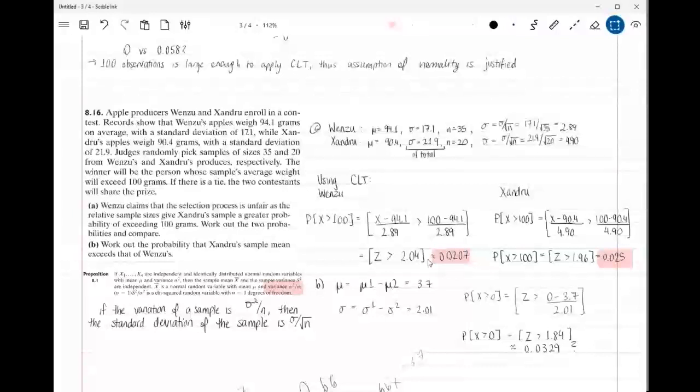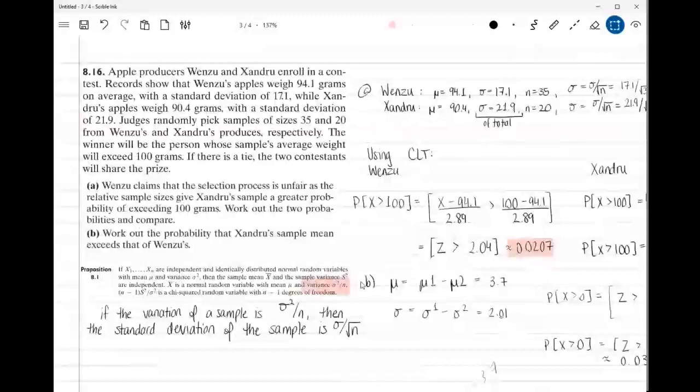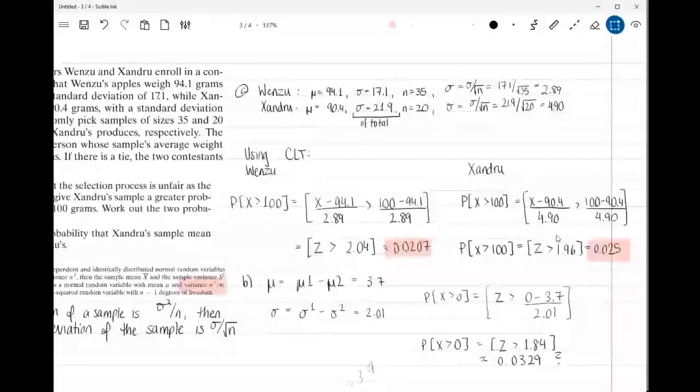It took me a while to figure this one out. Something you had to pay attention to was that the judges had picked samples from their produce, but their numbers for the standard deviation came from all of their apples. This was only addressed at the very end of chapter 7, I think in 7.8. Down here I pasted the proposition: if we are taking a sample from a population, then that sample's variance is actually variance over n. So you can go back to the central limit theorem and use it for both Zandrew and Wenzhou.